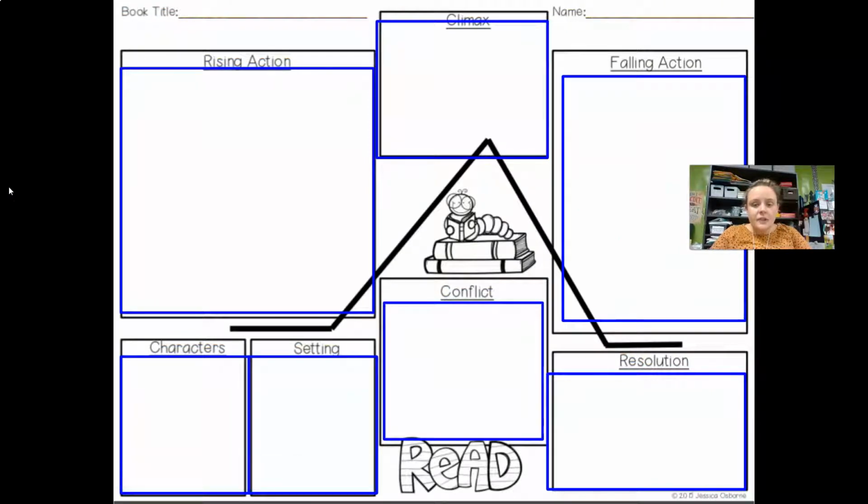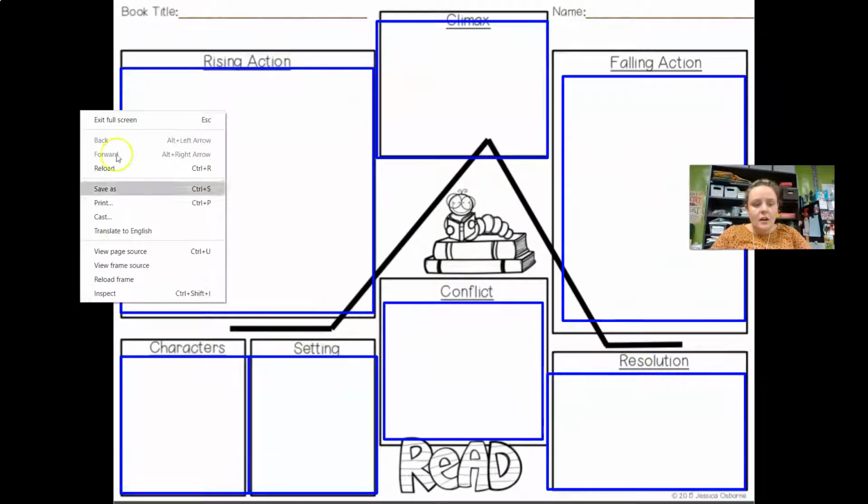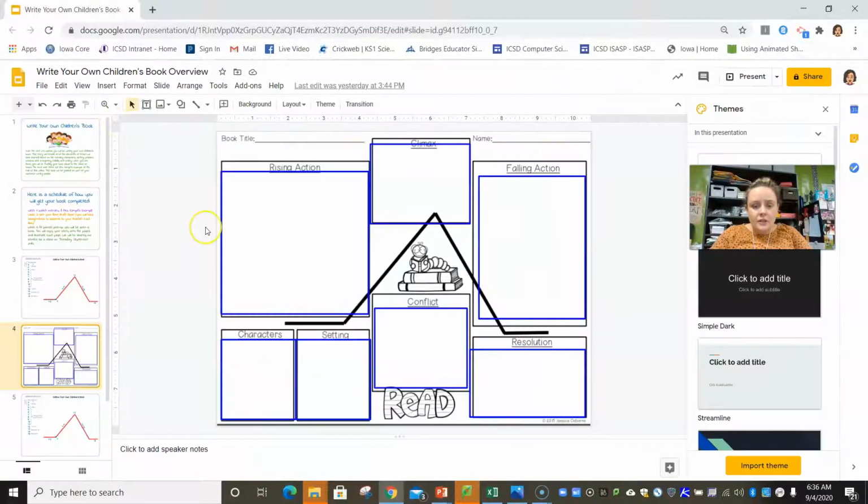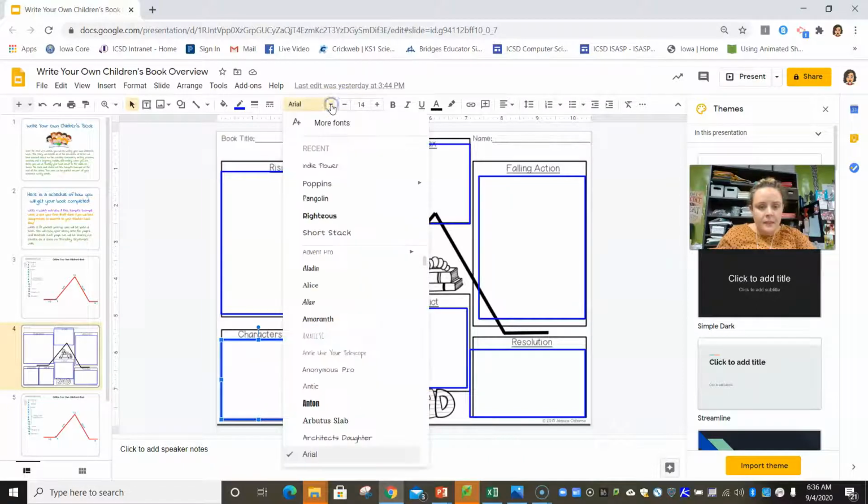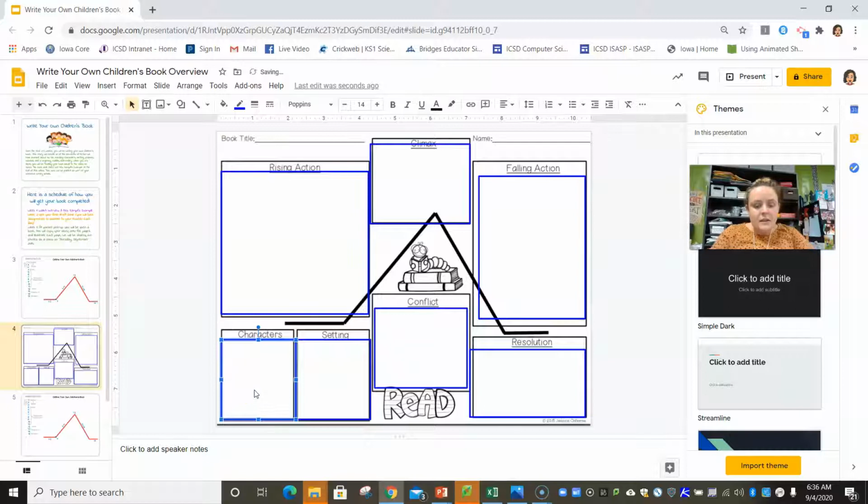Alrighty, so I'm going to be showing you here how you will fill out your first assignment. So the first thing you need to do is come up with your characters, setting, and conflict. So I'm going to show you a story that I've been thinking of in my mind.